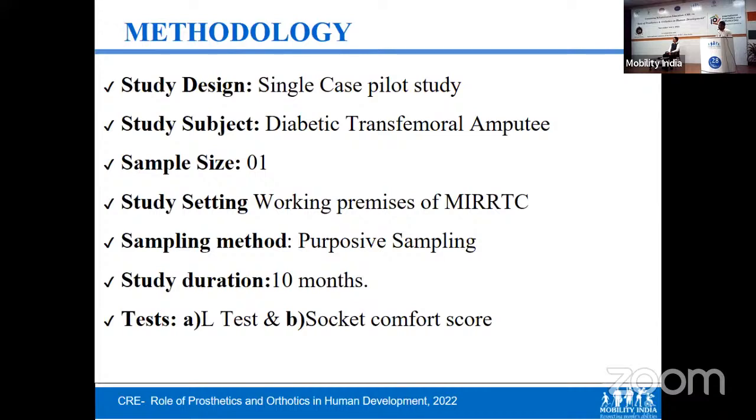So, methodology. The study design is a single case pilot study. The study subject is a diabetic transfemoral amputee, and the sample size is 1. The study setting was the working premises of Mobility India. The sampling method is purposive sampling. The study duration was 10 months. The tests performed were the L-test and socket comfort score.